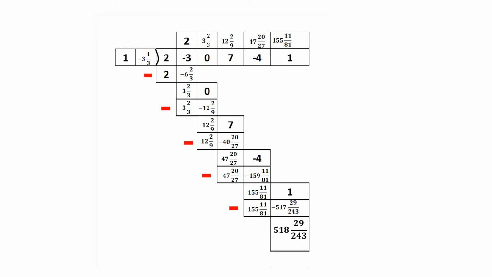Now, we do, what times 1 is 2, 2 times 1, 2, 2 times negative 3 1/3 is negative 6 2/3, subtract, and so forth. And you grind it down, and you will get 518 and 29 over 243. Quite a few steps, but that's how you do the remainder theorem.